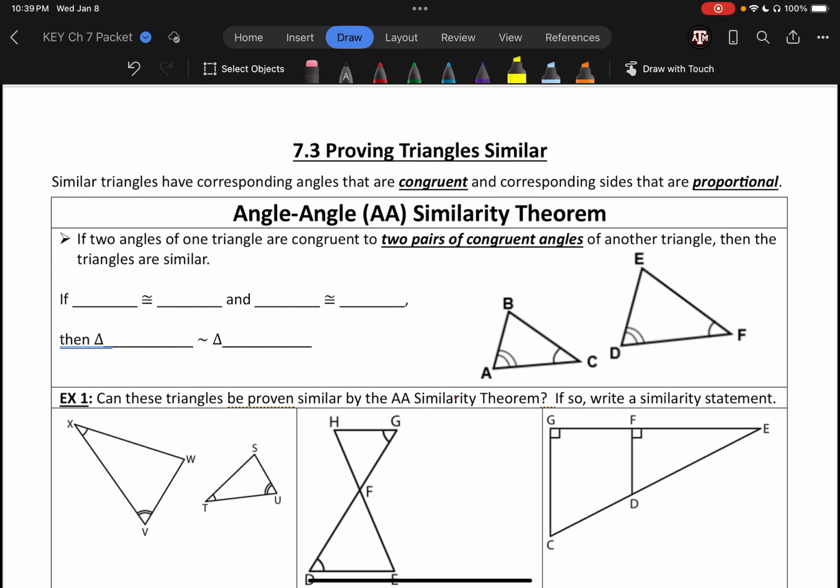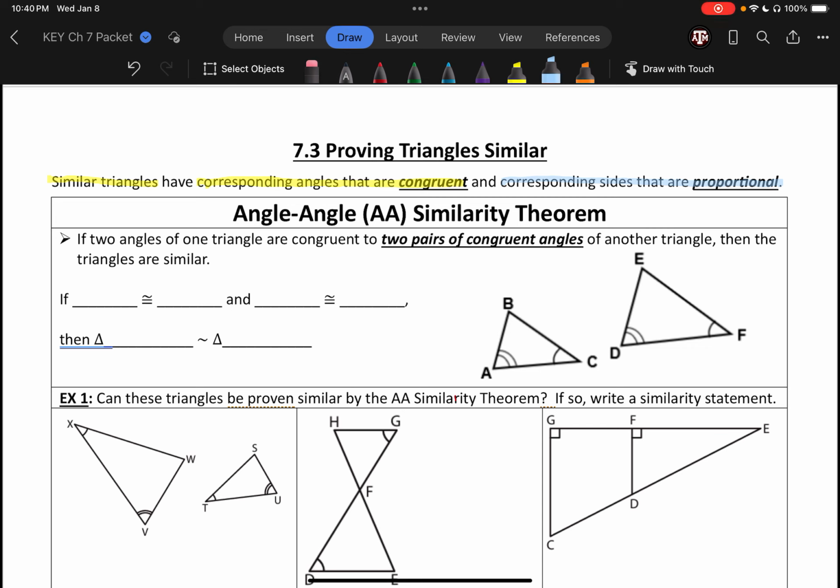So to start off, what we're going to review is what it means to be similar. Looking at the top of our notes, similar triangles have corresponding angles that are congruent, and corresponding sides that are proportional. In the notes from 7.2, we had to show that all of the corresponding angles are congruent in order to say that the triangles are similar, or we had to say that all of the corresponding sides are proportional. What we're going to look at today is three shortcuts that allow us to say that two triangles are similar.